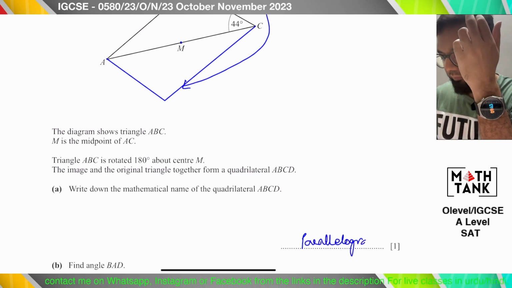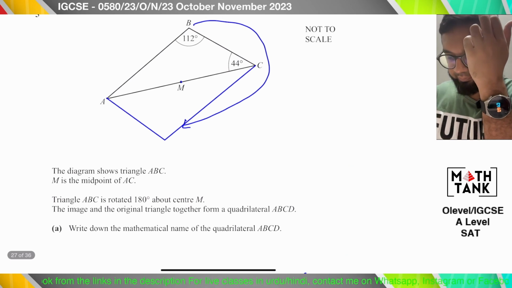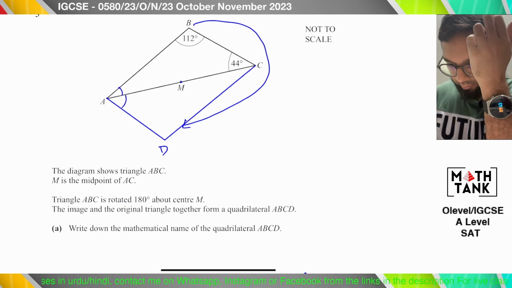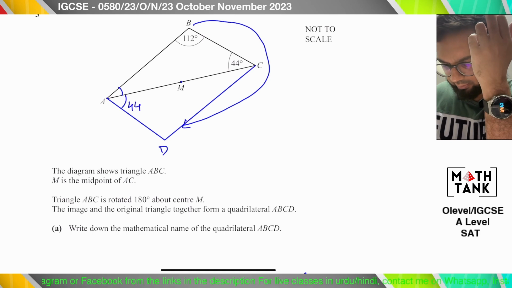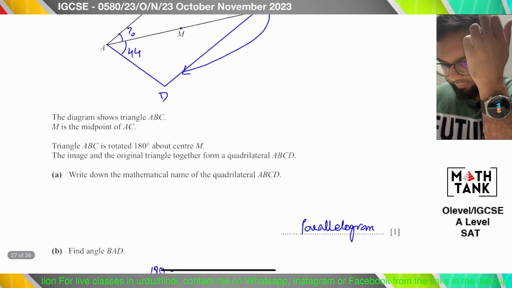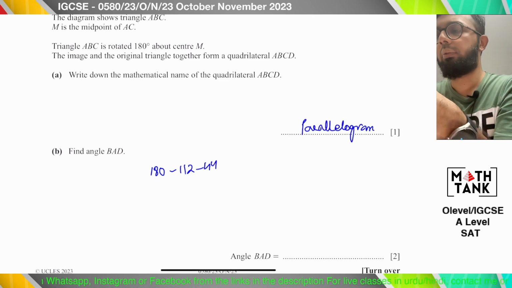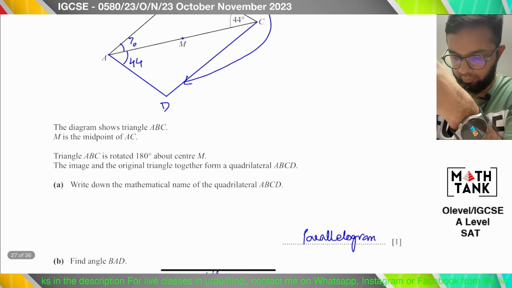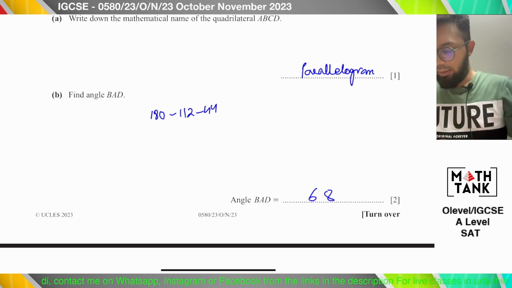Find angle BAD. BAD. I want the entire angle. I think that should be simple. This should be 44. And I can easily find out that 180 minus 112 minus 44 is 24. So what's 24 plus 44? 68. That is the correct answer.